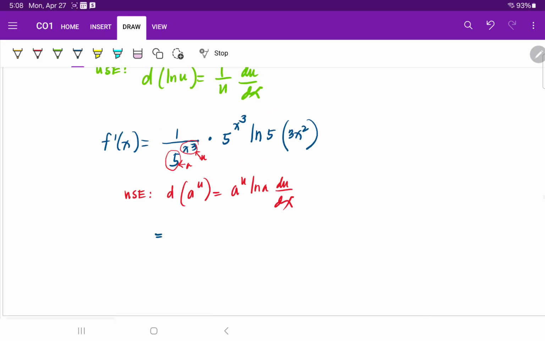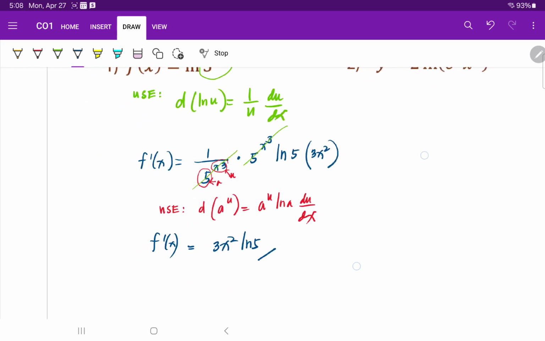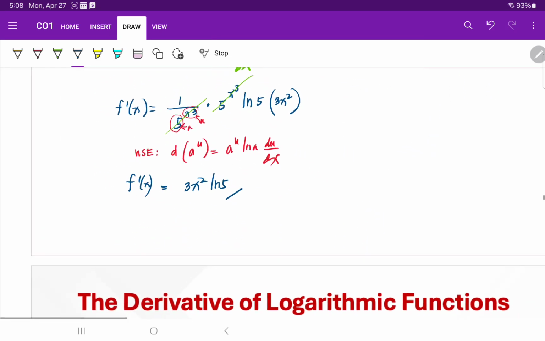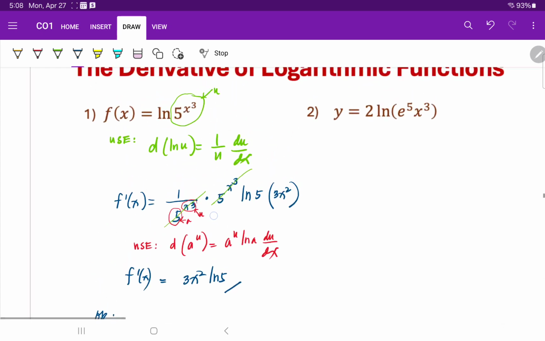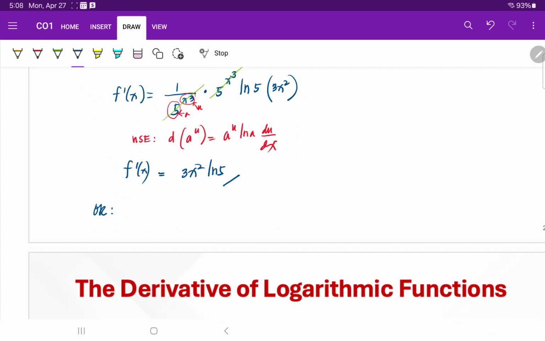So, if we simplify, we have what? Can we cancel 5 to the x cubed? Yes, we can. So, this cancels out with this one. So, what's left is 3x squared ln of 5. That's your f prime of x. Alright? Now, as I've mentioned, we could write it this way kasi we are given, what is given is f of x. Let's use a different color. We're given f of x is what?